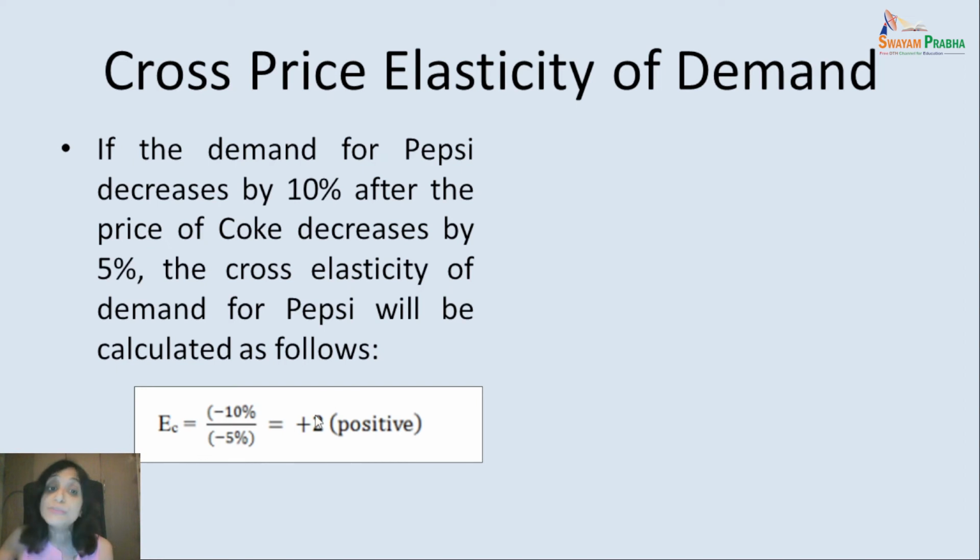So the answer is positive. Positive means these two goods are substitutes to each other. Why? Because instead of Pepsi or Coke, both can be taken instead of each other. Because Coke became cheaper, people shifted from Pepsi to Coke. So the demand of Coke must have increased, but the demand of Pepsi has fallen.